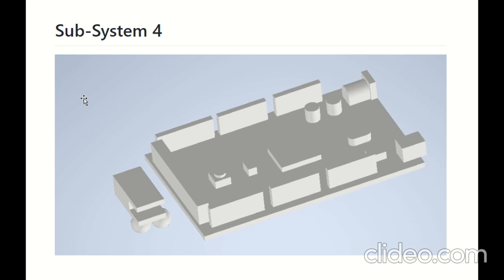This is subsystem 4, which is the indication unit. In this, we have an IR sensor and the Arduino board. This is the IR sensor which will be placed between the rollers and the cutting unit. This will sense whether the tape is present or not.